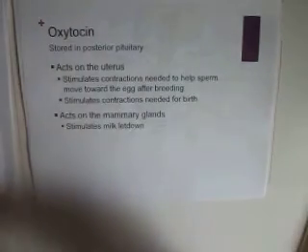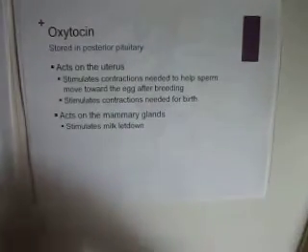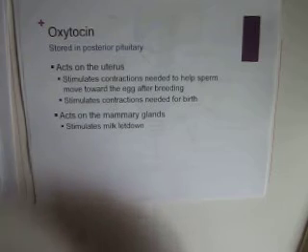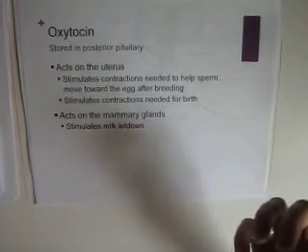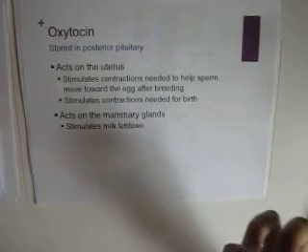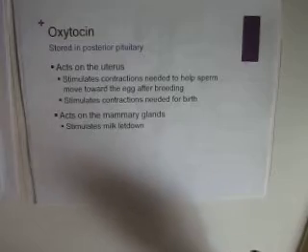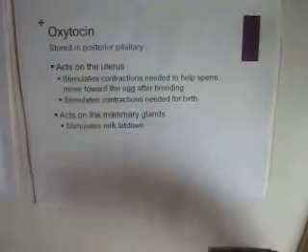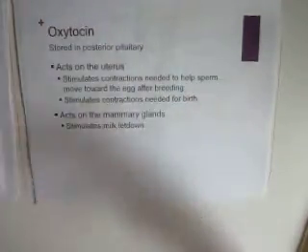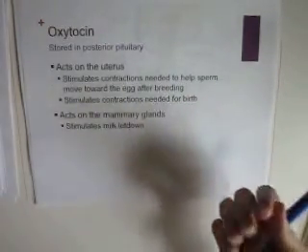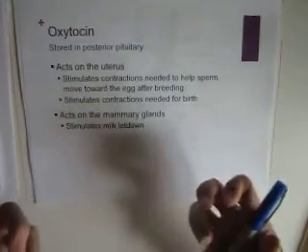Oxytocin, the other hormone of the posterior pituitary gland, the back side of the pituitary gland. This acts on the uterus. It acts to contract smooth muscles. In the uterus, it can stimulate contractions needed to help sperm move towards the egg after breeding, or even contractions needed during birth, as we talked about earlier. It also has an effect on mammary glands to stimulate milk letdown.